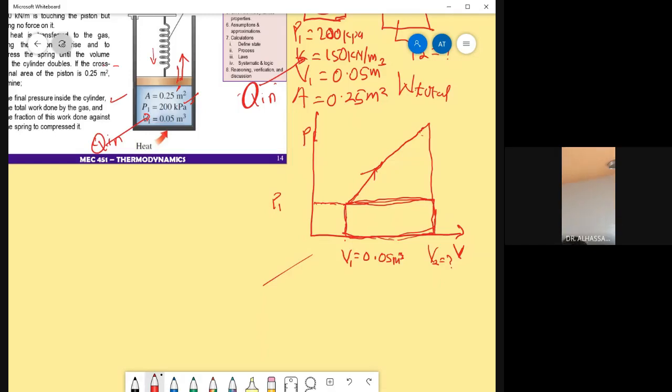And now we need to find the final pressure, the pressure over here. Okay, but we know the initial pressure is P1 equals 150 kilopascal. Now, coming back again to the piston, to find the final pressure, first let us find the displacement of the piston. So the piston will be displaced through a certain distance. So let us draw. The initial piston position is this. This is the initial one, and then the final one is this.